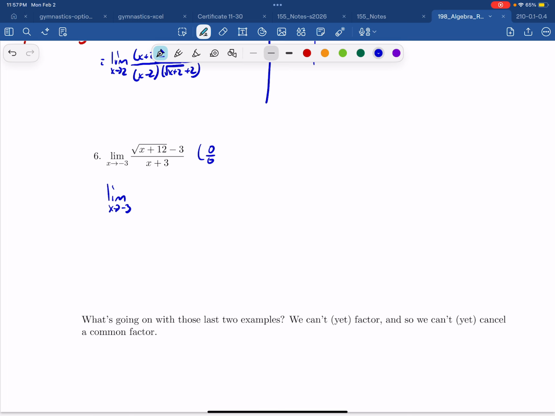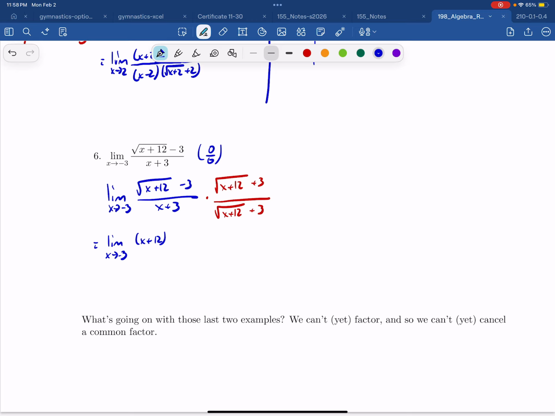And just to point out, we will in fact get 0 over 0. So what we're going to do is rewrite this guy. And then we're going to multiply by the conjugate. Right? So when we do this out, we're going to get limit as x approaches -3. Let's FOIL this out, and we get x plus 12.